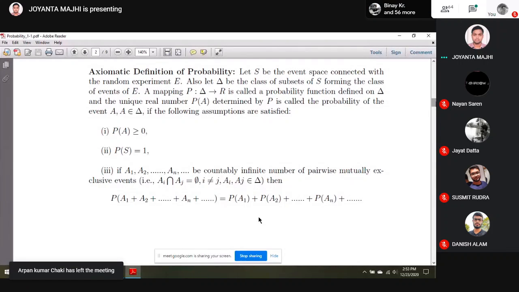a set containing head and tail. If we toss a coin, the outcome may be head or tail, therefore the probability must be 1, therefore P of S equal to 1. And the third axiom is if the events are mutually exclusive, that is their intersection is equal to phi, then the probability of a countably infinite number of events is equal to the summation of the probabilities of those events.